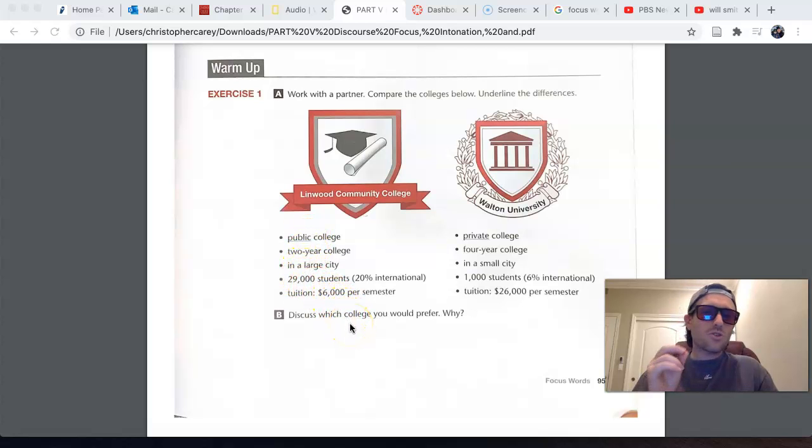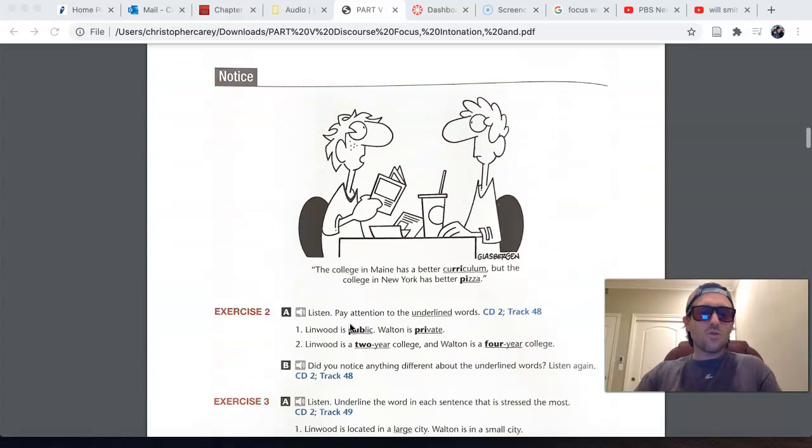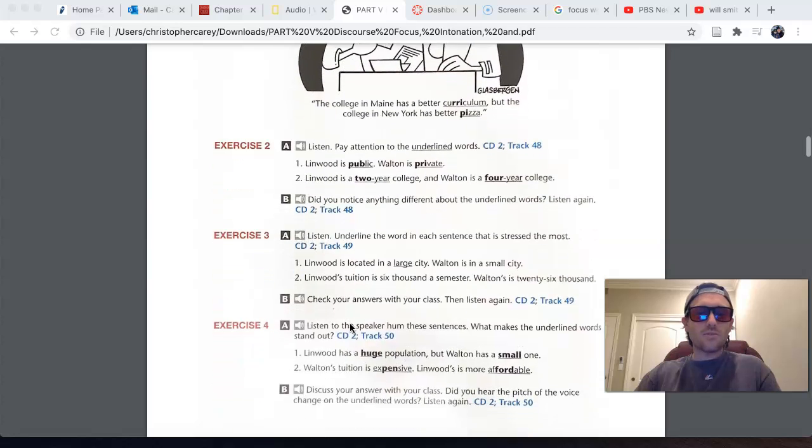And you'll hear that we stress those content words, but in a full phrase, there's going to be one word that we consider a focus word. And that's what we're going to look at in exercises 2, 3, and 4 on the next page.